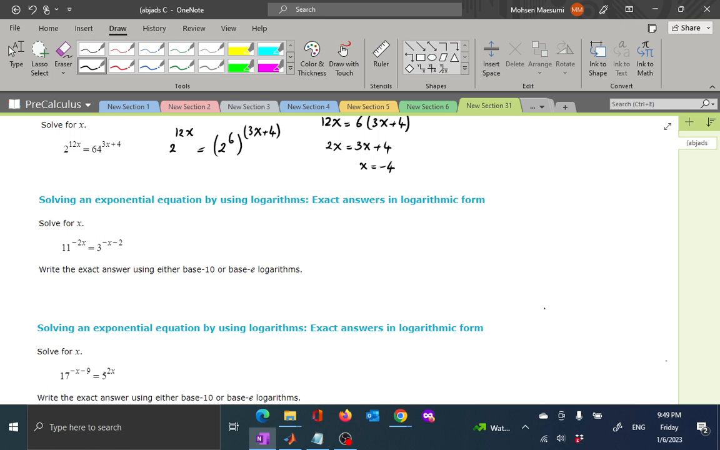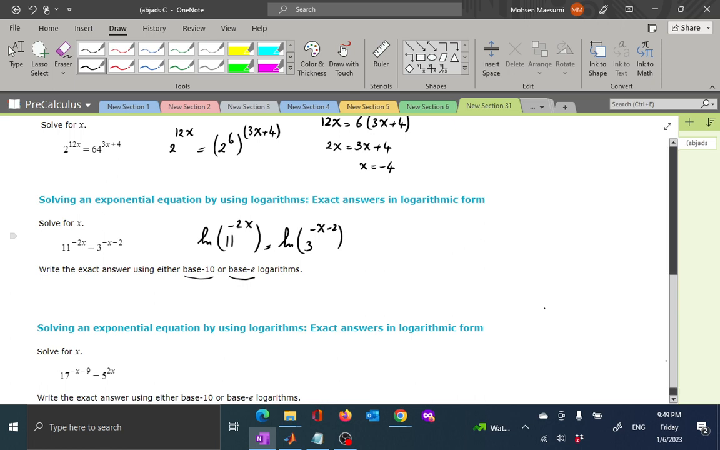Well, simplest thing to do is apply logarithm to both sides. You can use either log base 10 or log e, and the answer has to be written accordingly. So on the left hand side I write logarithm of 11 to the power of minus 2x, and on the right hand side logarithm of 3 to the power of minus x minus 2.